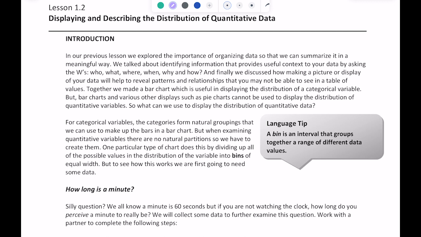When we're dealing with quantitative data, one of the other things that we need to figure out is we need to create partitions within our distribution to be able to separate the data. When you have categorical variables, the categories form natural groupings. So it's really easy to make up the bars in a bar chart because they just naturally form their own groupings, right? If you have a pack of Skittles, you count the number of red Skittles, right? So red is a category.